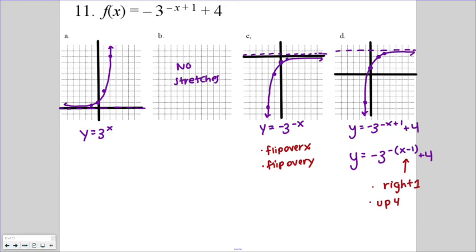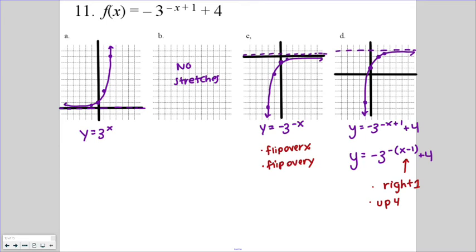There are no stretches because there's no number on the outside. Again, a stretch would look like this: 2 times 3 to the power of x, or 4 times 3 to the power of x. Those are what stretches would look like in an exponential function. So we don't have any of those, so we can skip that step. Step C then, we've got 2 flips. This time we've got a flip over the x and a flip over the y. So when I do that, we get the graph. The asymptote stays the same, still sitting on the x-axis.